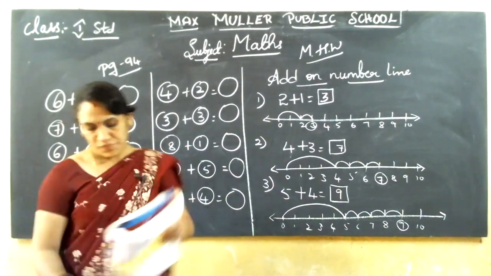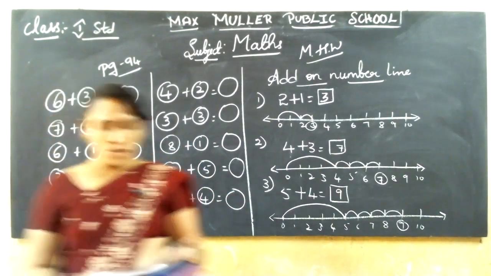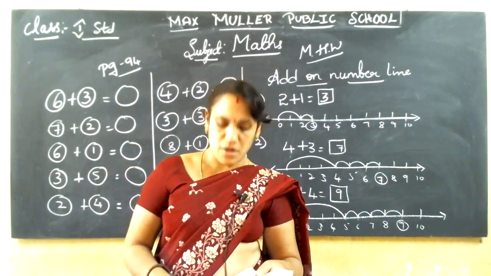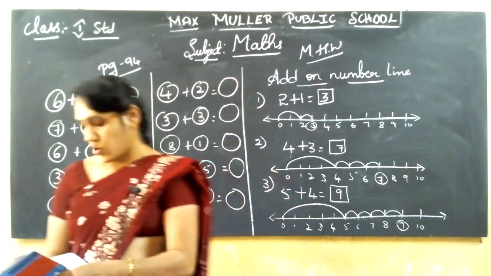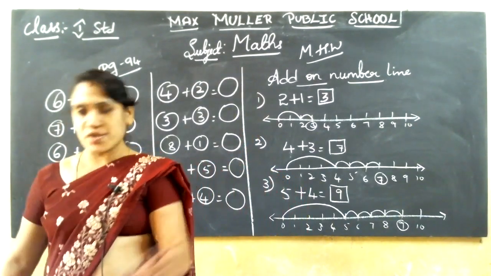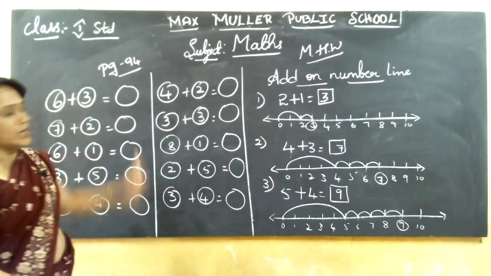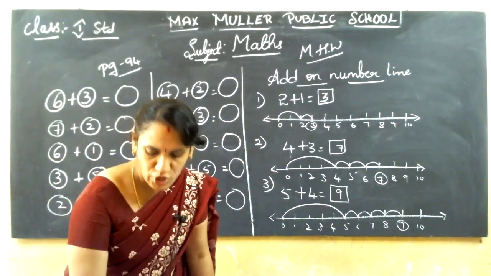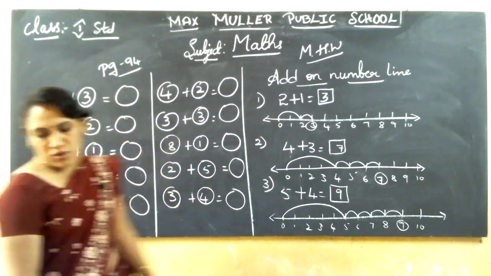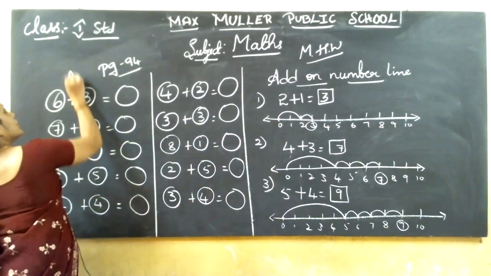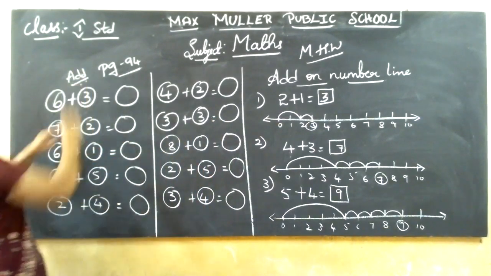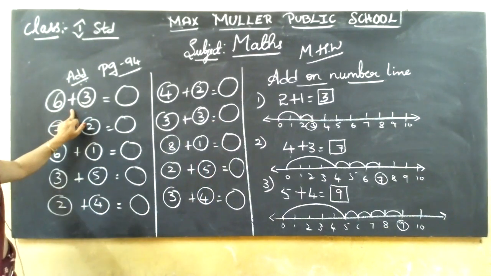Shall I start? Have you opened page number 94, children? Yes, addition sums are there in the box. See, a total of 10 sums are there. The questions are all printed like this, so you should only write the answers in the circle. You know addition already, isn't it? Here plus means addition. Do you remember how to do it?